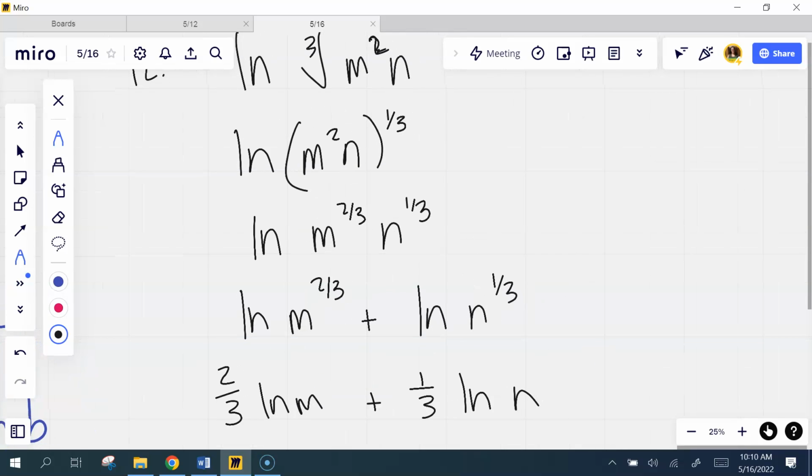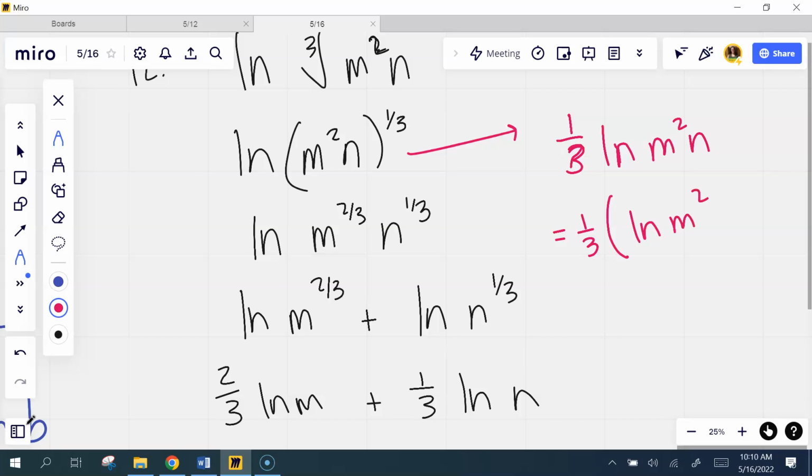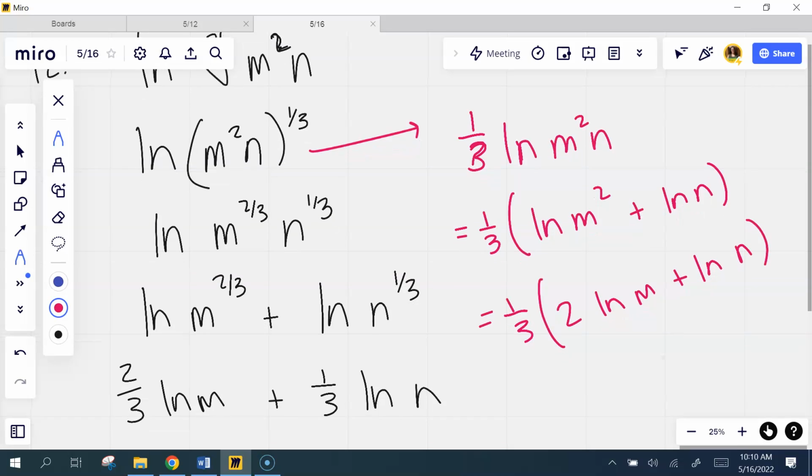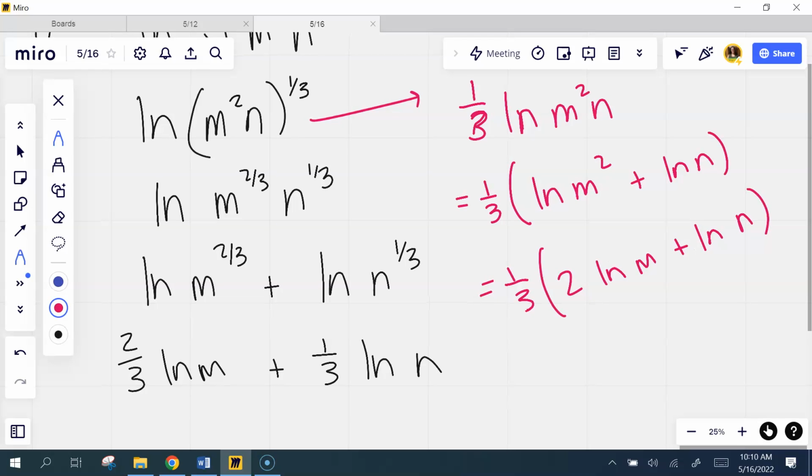Yes. Now what you could have done if you wanted to, when you got to this point, you could have done 1/3 the log of m squared n, right? But when you split that up, this 1/3 has to stay going to everything. So it'd be the log of m squared plus the log of n. The point is that it has to stay in front of the whole thing instead of just one. So that's where it gets a little confusing here.